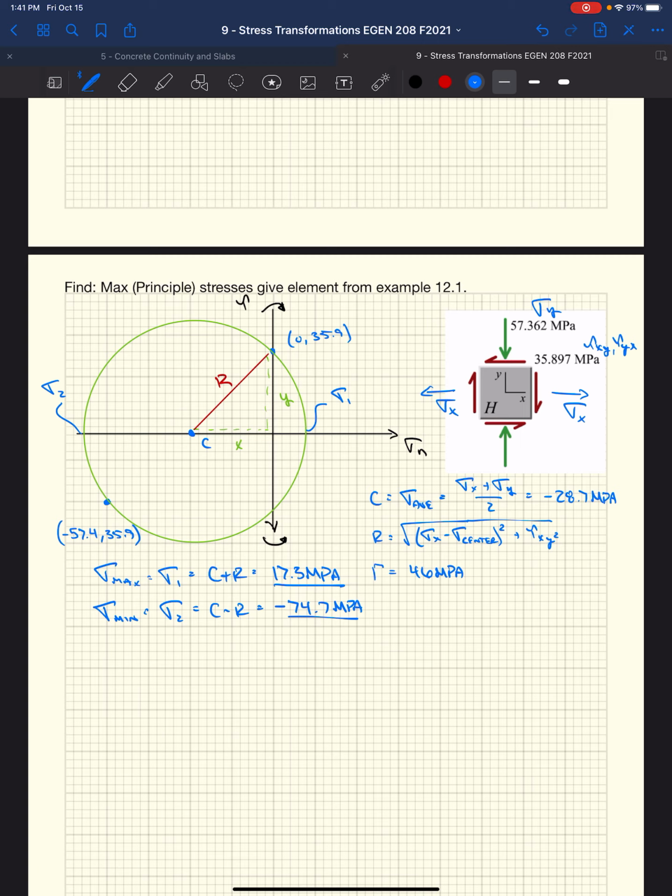Right, again, our radius equals 46 megapascals. Well, our radius is also tau max, right? Or what we would call our maximum in-plane shear stress. We're going to talk in just a second about in-plane versus absolute.